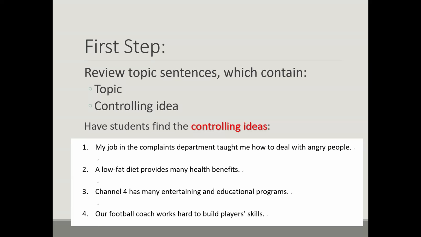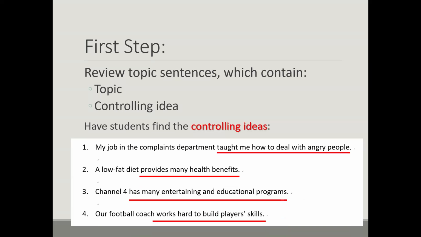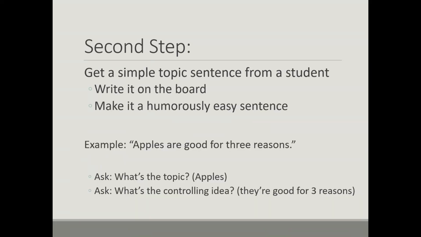So in these sample sentences, "My job in the complaints department taught me how to deal with angry people." The topic is my job in the complaints department. The controlling idea is taught me how to deal with angry people. So you go over how to find the controlling idea, and the controlling ideas are located here in these topic sentences. And then you want to create a sample paragraph.